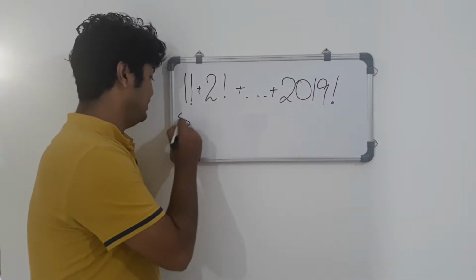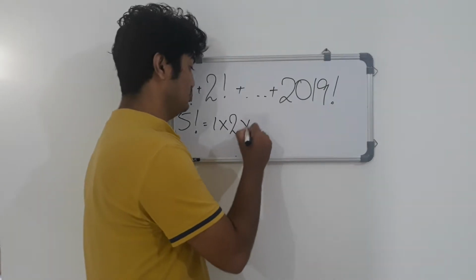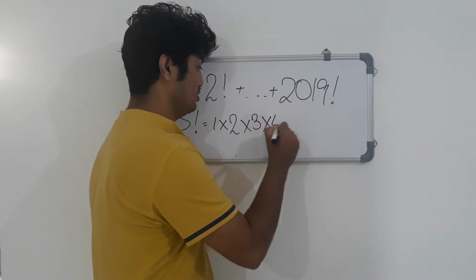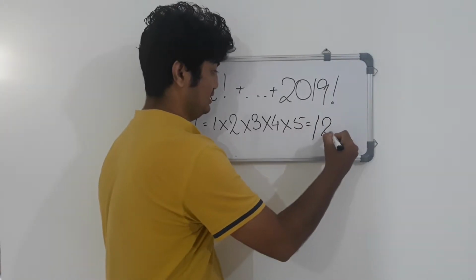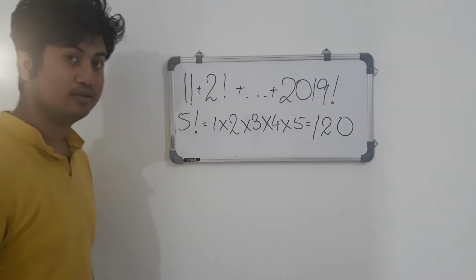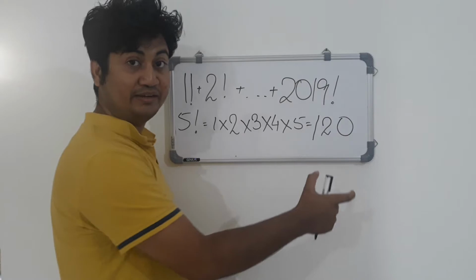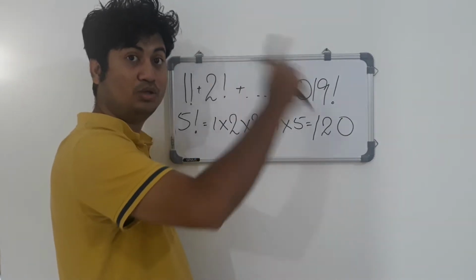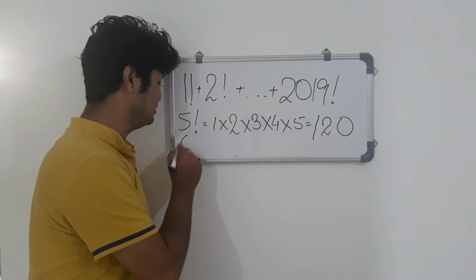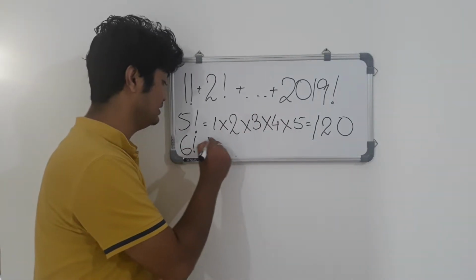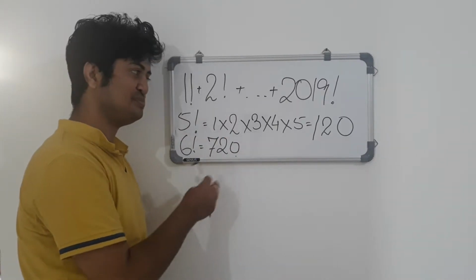If you remember, 5 factorial is 1 into 2 into 3 into 4 into 5, which is effectively 120. Okay. So you have a 0 here, which basically tells us this is a multiple of 10. And what the question stated is the whole divided by 10. So we know post 5 factorial, everything will be a multiple of 10. And 6 factorial is basically 720, which is 5 factorial into 6.